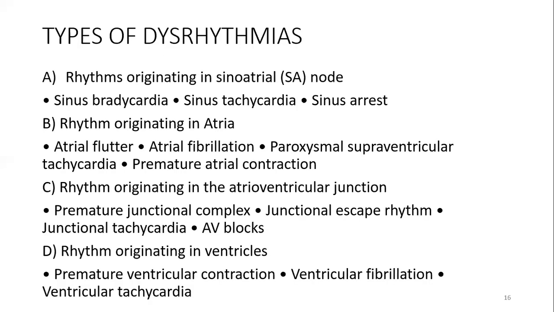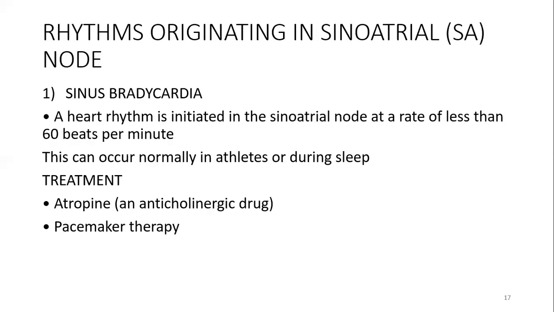So dysrhythmias can generally occur from 4 areas: either the abnormalities originating from the SA node, or originating from the atria, or the AV nodes, or from the ventricles. So we'll talk about all of this one after the other.